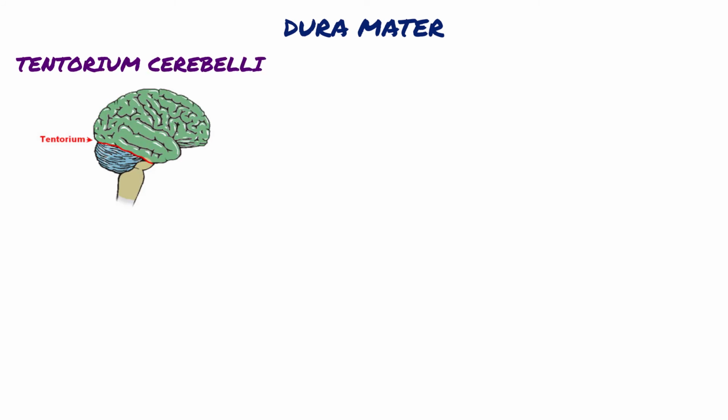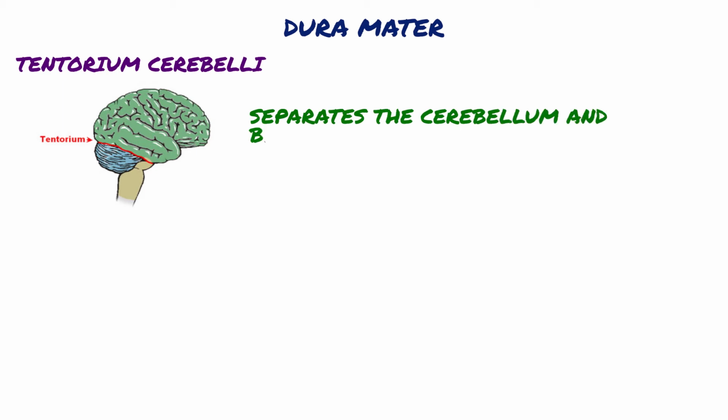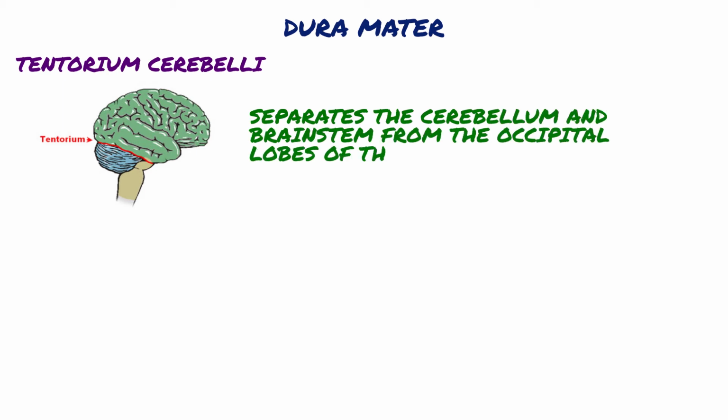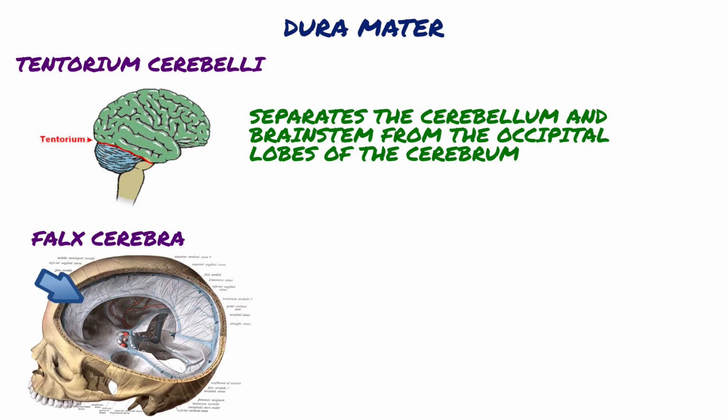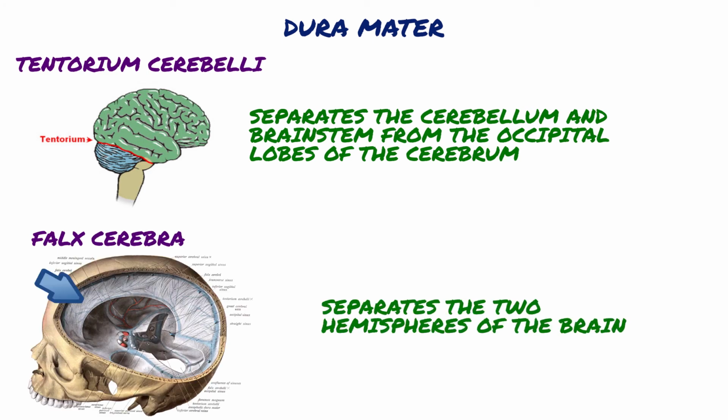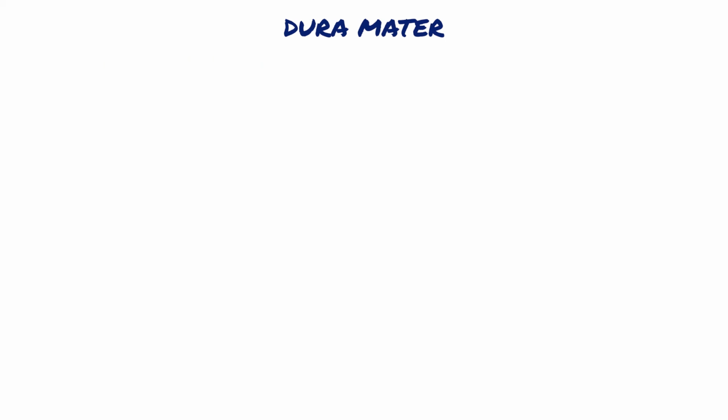Tentorium cerebelli. Tentorium cerebelli exists between and separates the cerebellum and brainstem from the occipital lobes of the cerebrum. The Falx cerebri. The Falx cerebri separates the 2 hemispheres of the brain. It is located in the longitudinal cerebral fissure between the hemispheres.